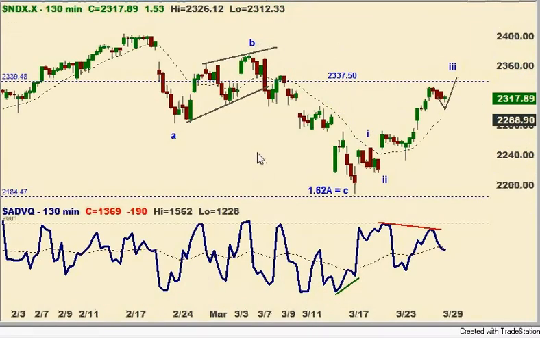Here's the NASDAQ. This is a 130-minute chart. The NASDAQ 100 to be exact. And again, here's what I think is an ABC down. We've got a classic 1.62 times A. That should be a small a. Excuse that. And you see the bullish divergence off the low. And you can see the rather flat but nonetheless diverging breadth ratios as we approach the gap, which is right where the market accelerated down back in early to mid-March. That comes in around 2337.50 basis the NASDAQ 100 cash.